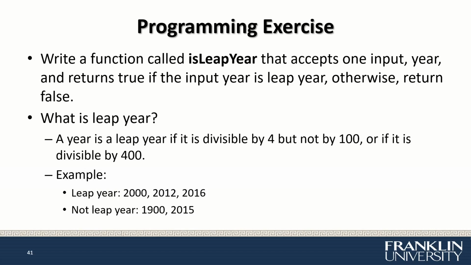So let's look at the first exercise here. Write a function called isLeapYear that accepts one input, year, and returns true if the input year is a leap year, otherwise returns false. So what is a leap year? Well, a leap year is a year that is divisible by 4 but not 100, or it is divisible by 400.